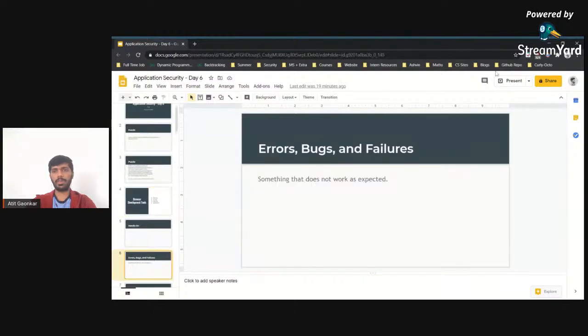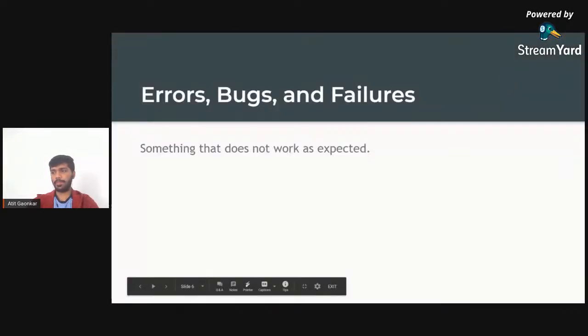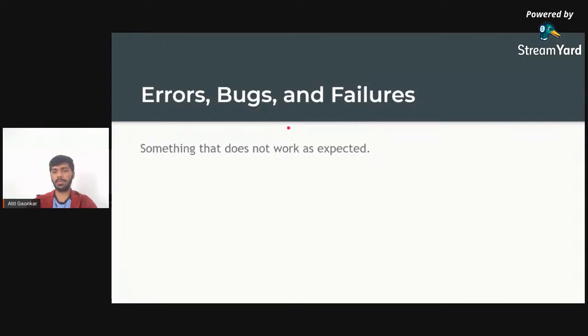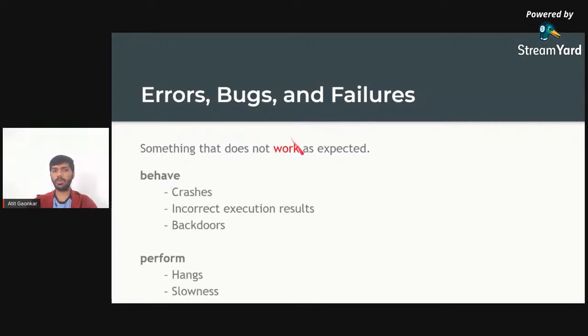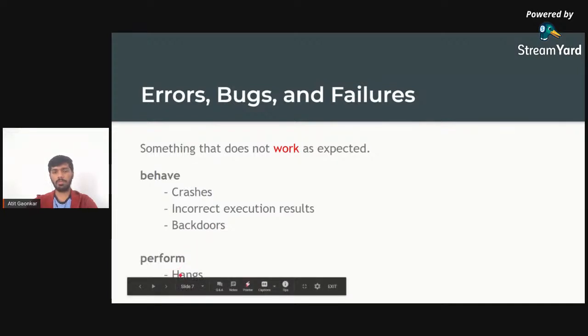So we'll move on with, okay, in general, what are errors, bugs, and failures? These are things that do not work as expected. Now, when you say does not work as expected, what do you mean by work? It might be the way it behaves or the way it performs. So it might crash, or provide incorrect execution results. There might be backdoors which shouldn't be there, and that is why it does not work as expected. It might also perform badly, with hangs, etc.